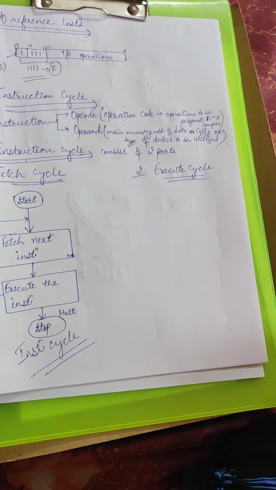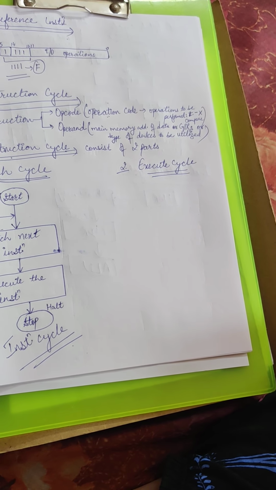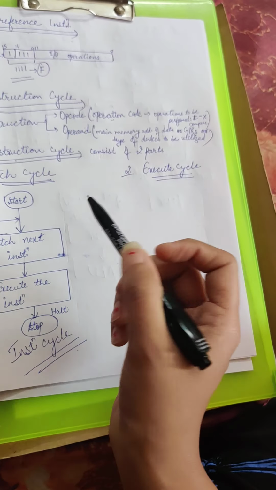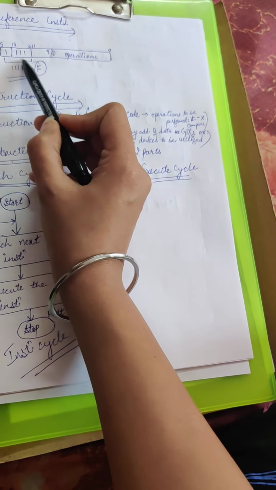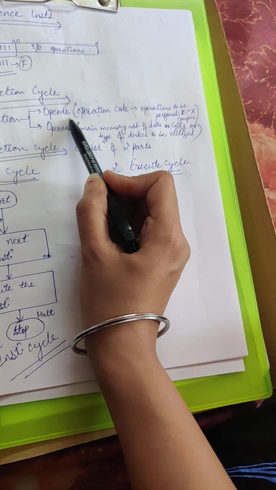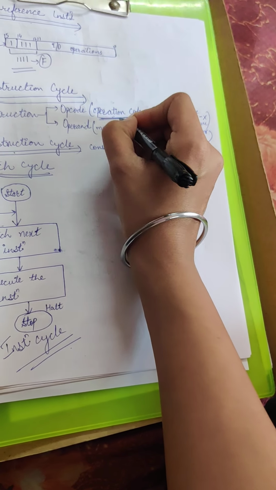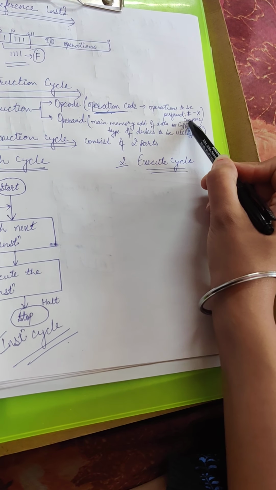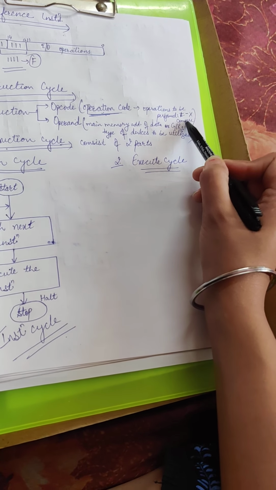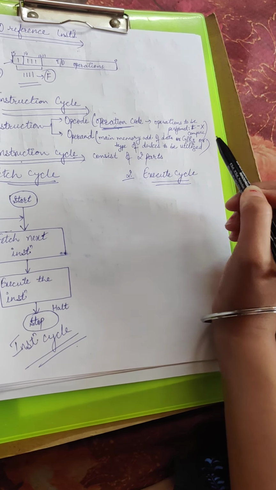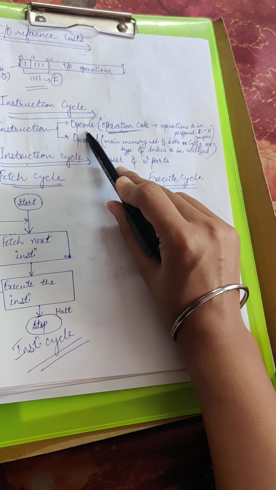Instructions stored in the computer. So how will we execute them? Mainly we know that an instruction consists of two parts, opcode and operand. Opcode tells the operation code, which means which operation is to be performed. Whether we have to perform add, multiply, compare, subtract, whatever operation is to be performed, that is represented by the opcode.